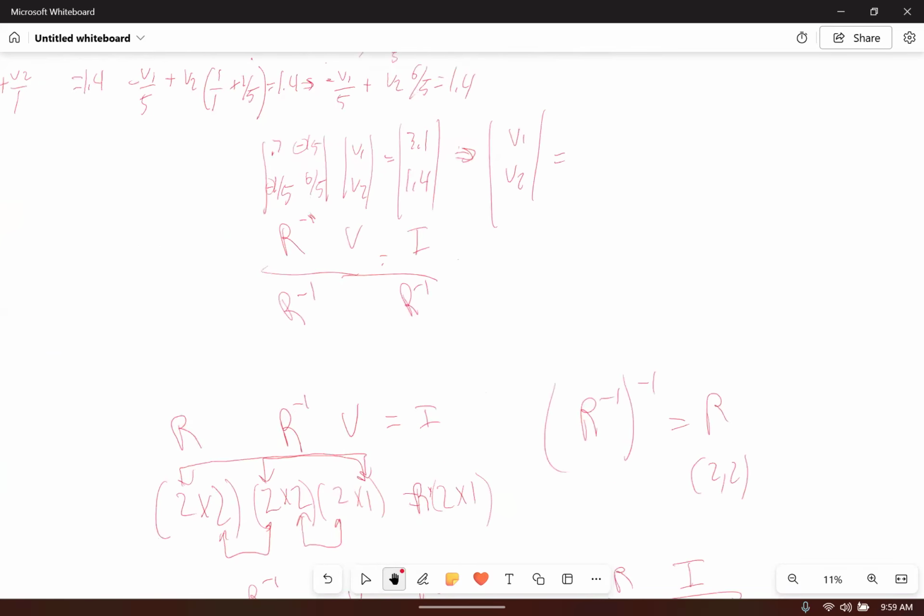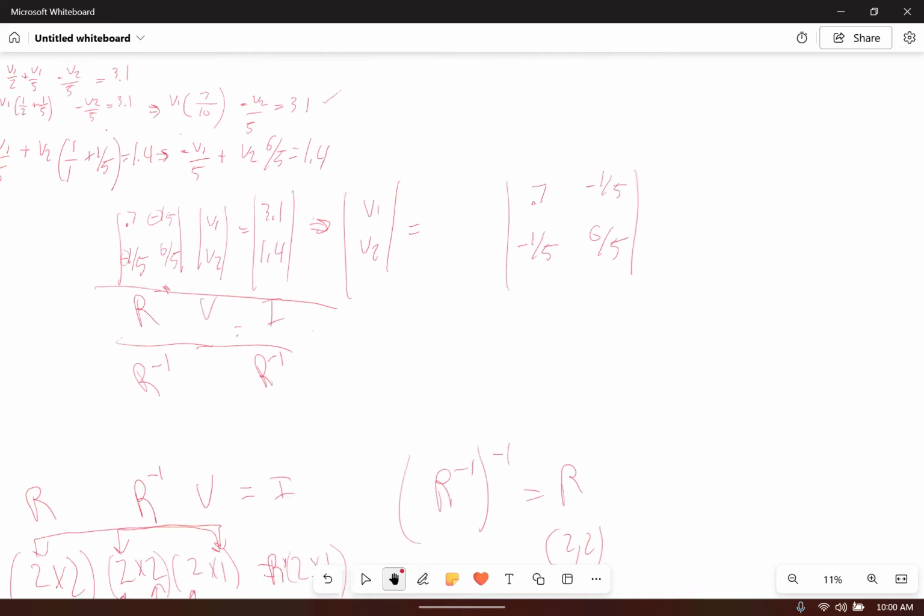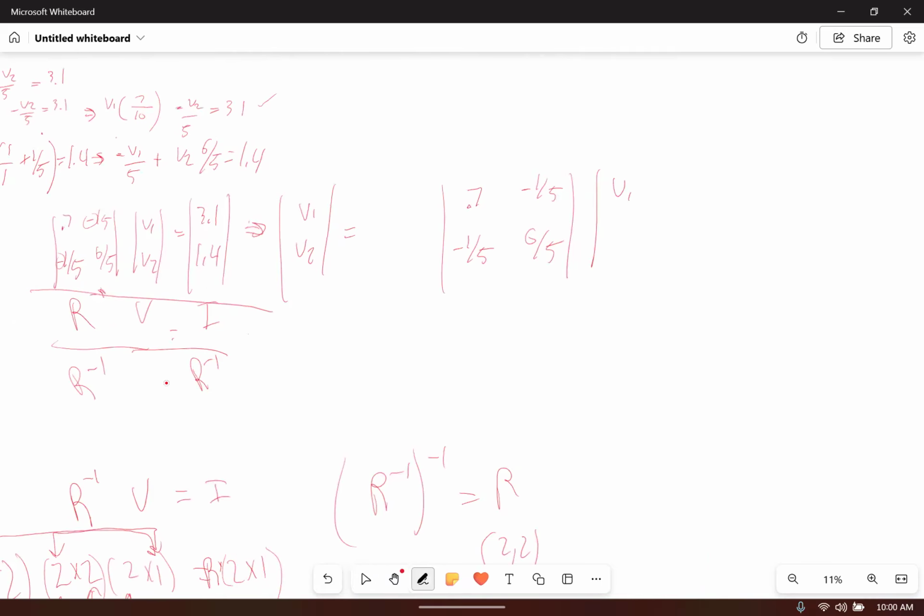So if I look over here, I've got this equation. I'm going to rewrite it just to make it a little bit neater. That's minus 1/5, that's 0.7, minus 1/5 and 6/5. Multiply that by V1 and V2, and that's going to equal 3.1 and 1.4, right? Just rewriting it over again.